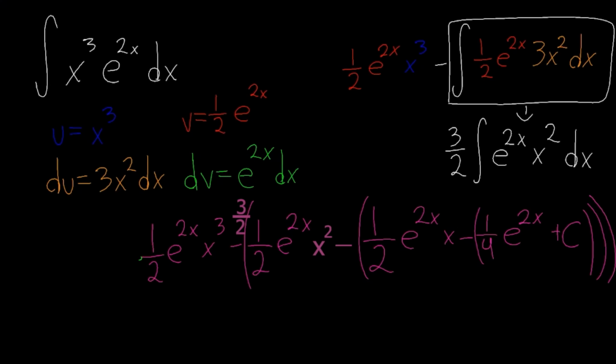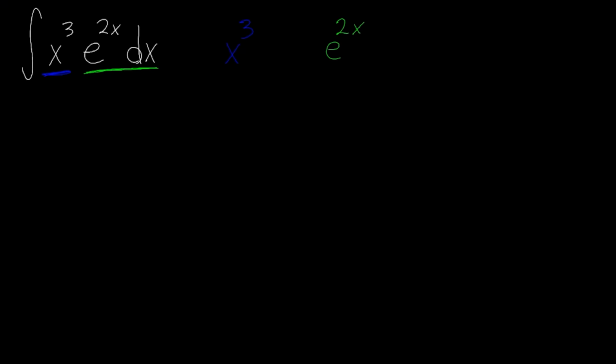Now that we've gone through that whole process, I will show you a simpler way to integrate this kind of multiple stage integral, known as the tabular method. In the tabular method, you are still looking for u and dv, and you are still differentiating u and integrating dv.